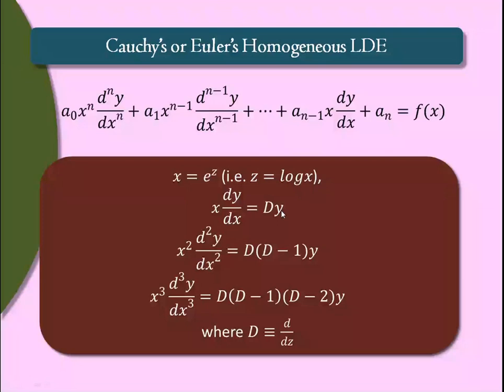x squared d squared y by dx squared will be D into (D minus 1) y. x cubed d cubed y by dx cubed is equal to D into (D minus 1) into (D minus 2) y. x raised to 4 d raised to 4 y by dx raised to 4 becomes D (D minus 1) (D minus 2) (D minus 3) y. Like that we have to substitute the values depending on this power.